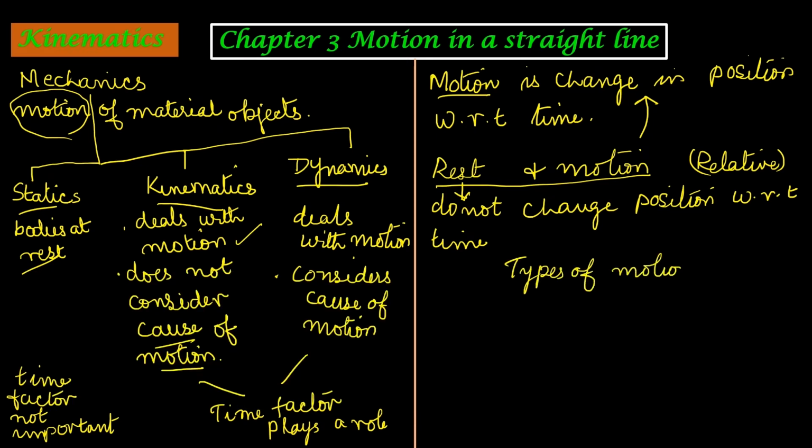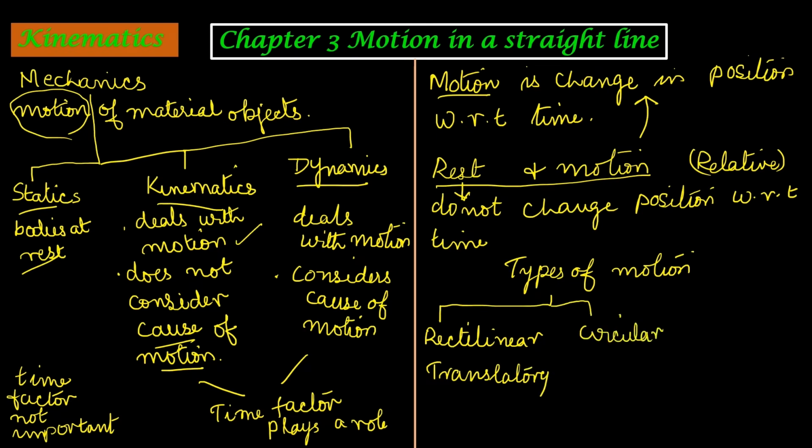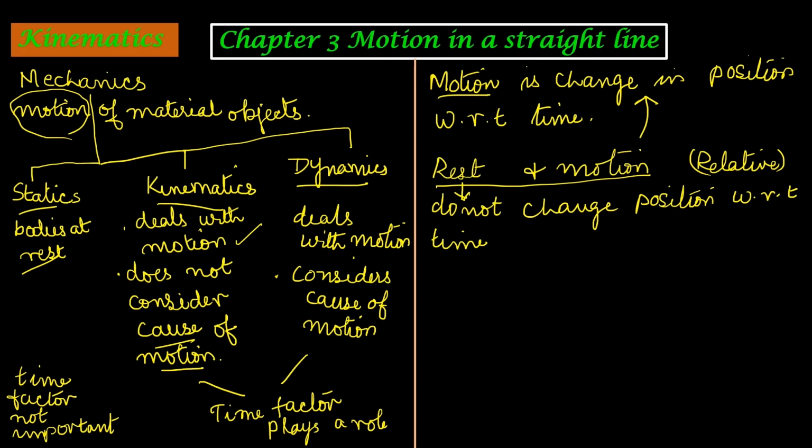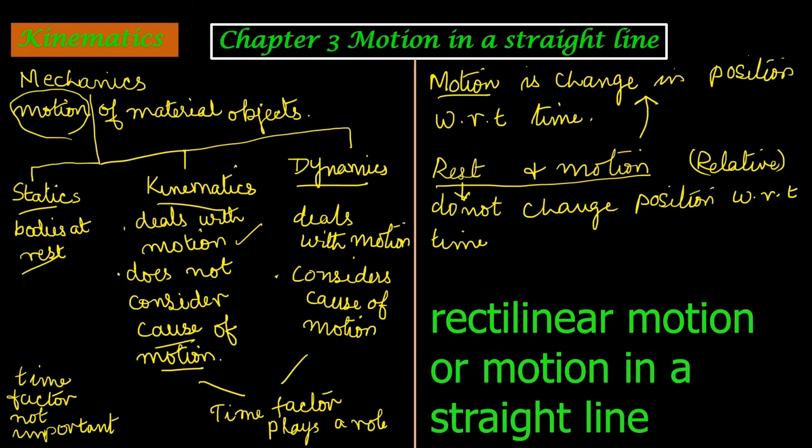Now let us see types of motion. If an object is moving in a straight line, it is called rectilinear motion, otherwise called translatory motion. Another type of motion is circular or rotatory motion. The third type is oscillatory or vibratory motion. I will not discuss types of motion in detail in this video. I will do a separate video for that. For the present, we are concerned only with rectilinear motion that we will discuss in detail.